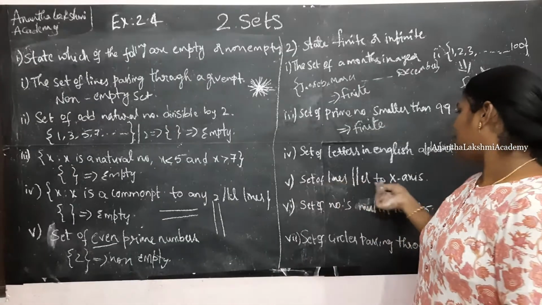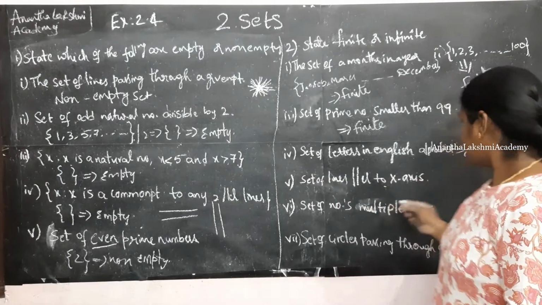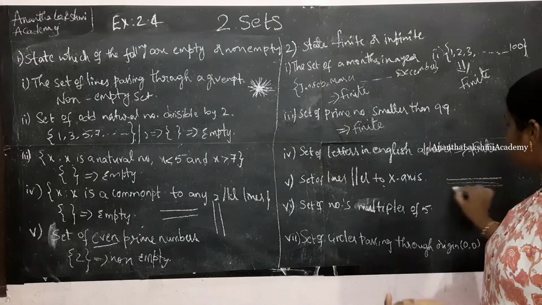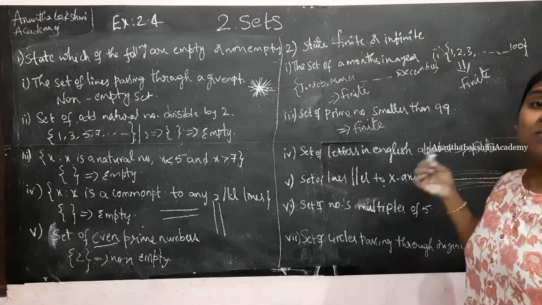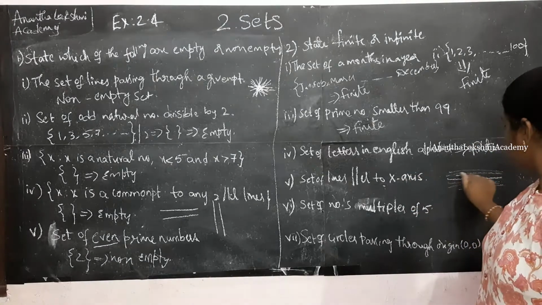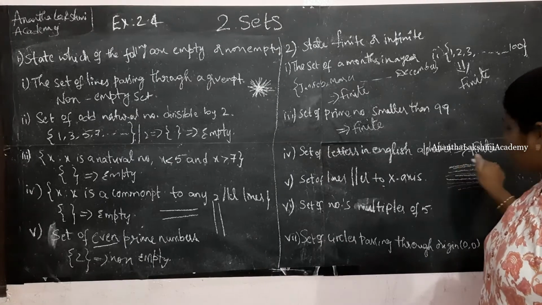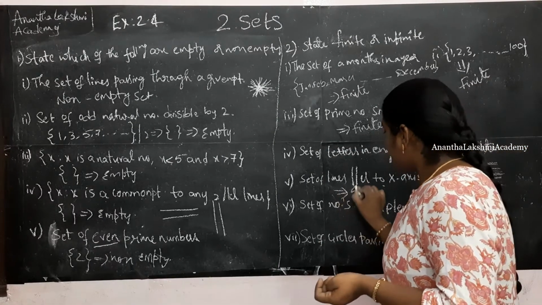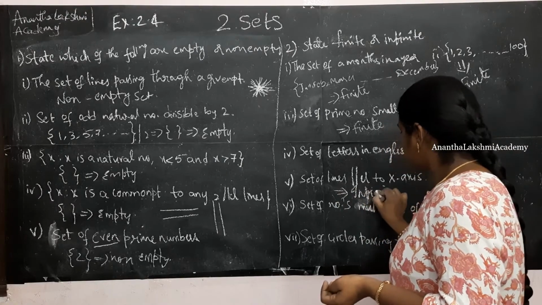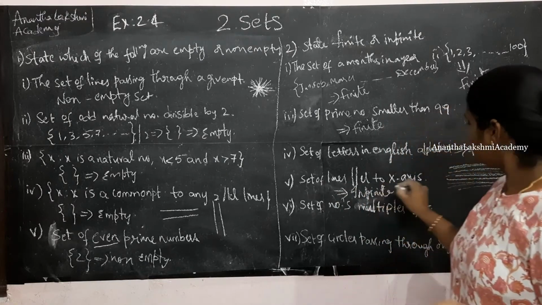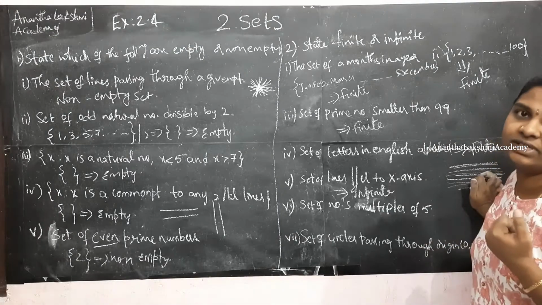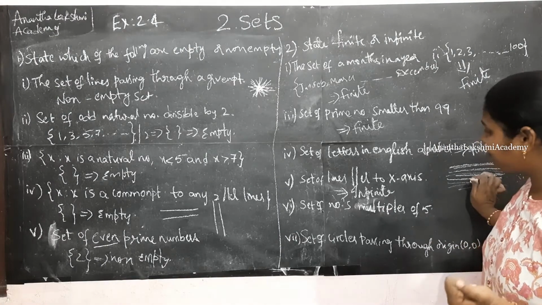Set of lines parallel to x-axis. X-axis is nothing but a horizontal line. How many lines can you draw parallel to x-axis? n number of lines, however many you want, where n belongs to N. So, this is infinite. Why is it infinite? You can draw so many lines parallel to x-axis. There is no limit for that. You cannot count them.